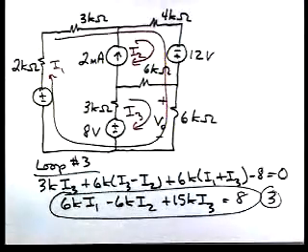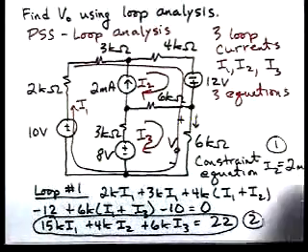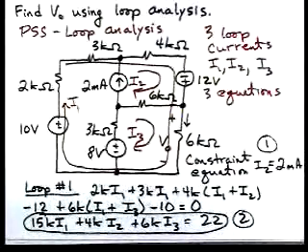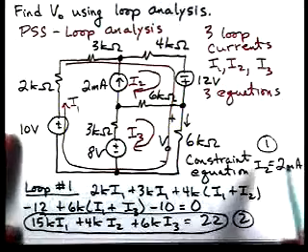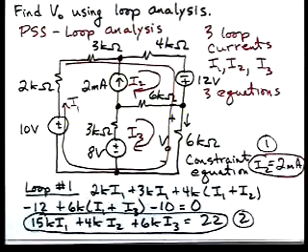Okay, and if we look back at our equations, we can see that the first one was that constraint equation. The second one was for loop number 1. The third one was for loop number 3. Now to simplify the data entry in MATLAB, I'm going to substitute the constraint equation into equations 2 and 3.